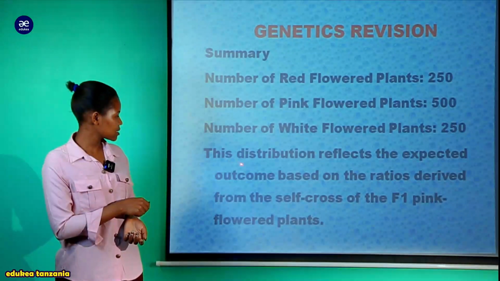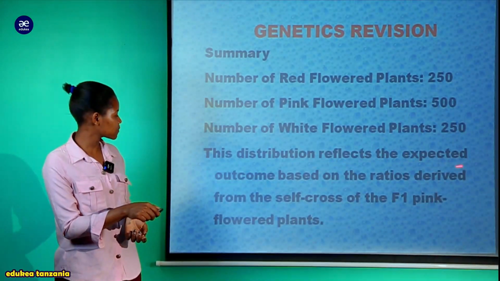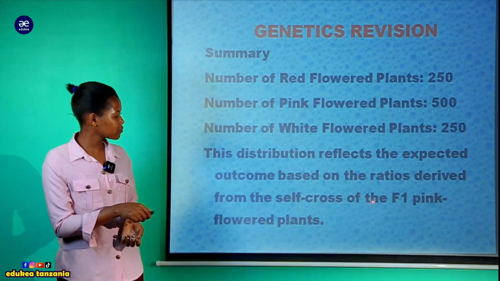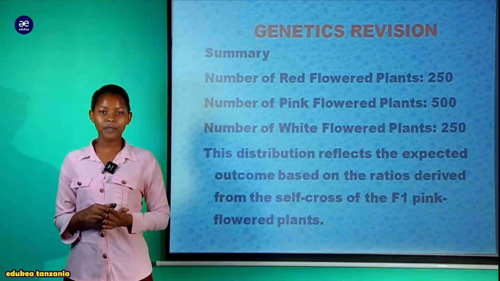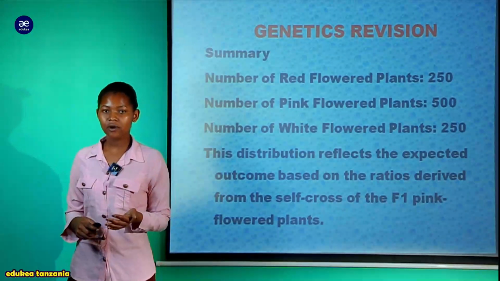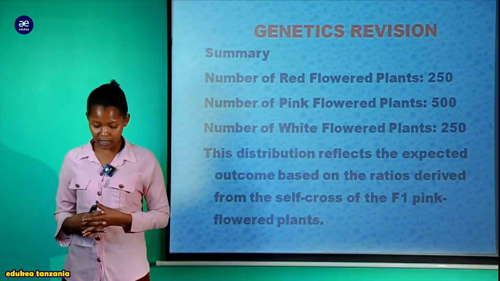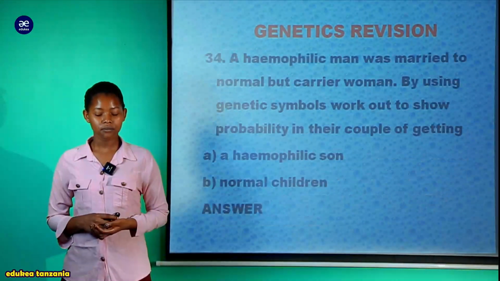And again, you can see this distribution reflects the expected outcome based on the ratios derived from the self-cross of the F1 pink flowered plants. And this is the good answer for our part B of the question. And I hope, my dear students, you enjoyed the solving and you understand it well.